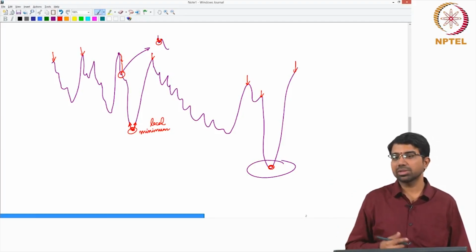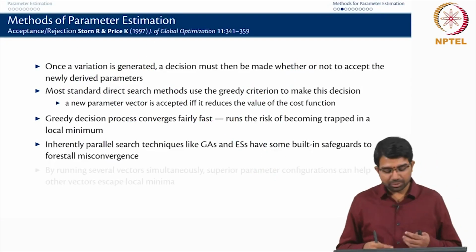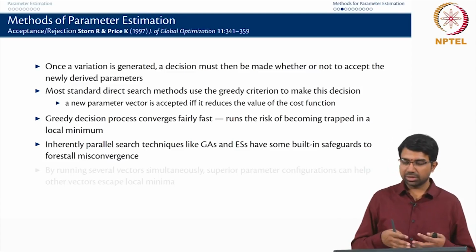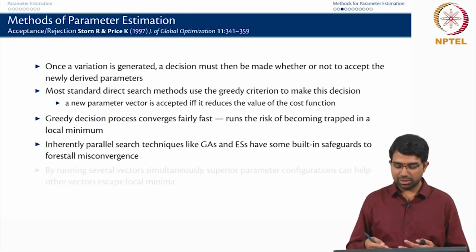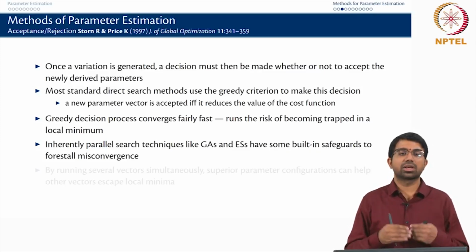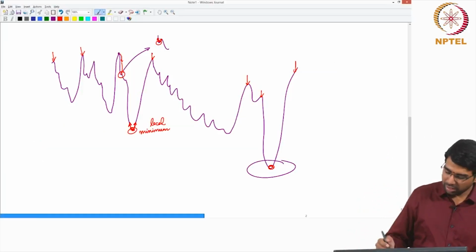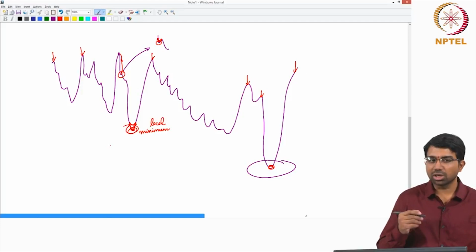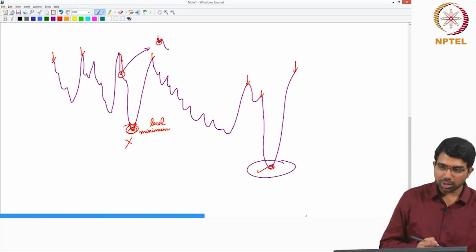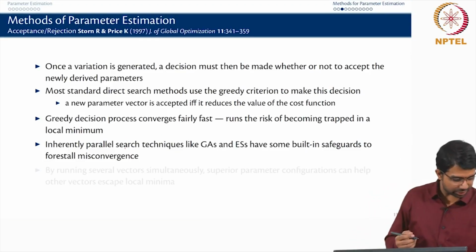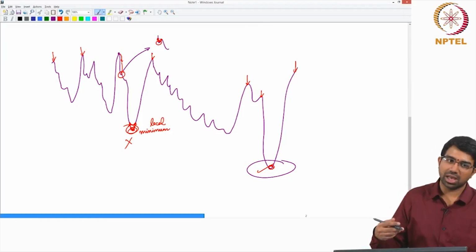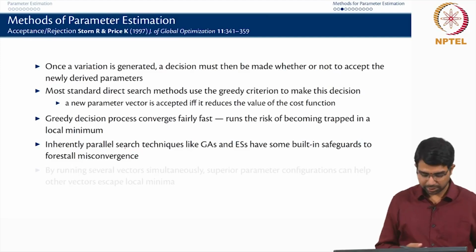How do you handle it? It becomes very hard. And there are many techniques which are inherently parallel in searching, like genetic algorithms and evolutionary strategies. We will try to talk about them, and they have some built-in safeguards to avoid misconvergence. This is what we would call a misconvergence. You go to a wrong minimum, you wanted this but you got here, right. So how do you avoid these? One way we suggested was you do lots of parallel search, but many of the algorithms have this parallel search built in, as we will see.